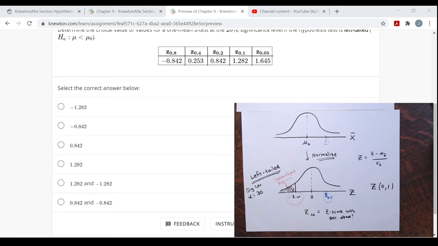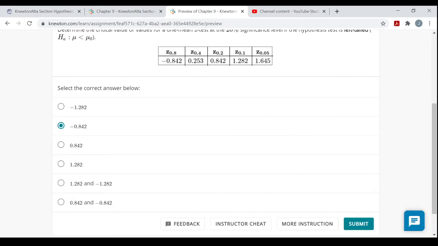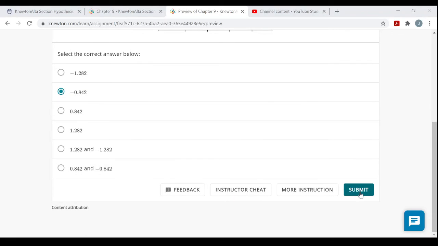So this value, though, is negative 0.842. Because they told us the z-score with 20% above it is positive 0.842, so take the opposite of that. That means the z-score with 20% below it, using the symmetry of a normal distribution, is negative 0.842. So that's what I'm entering. I'm going to click on that, negative 0.842, for the critical value of this test, the entrance to the rejection region.